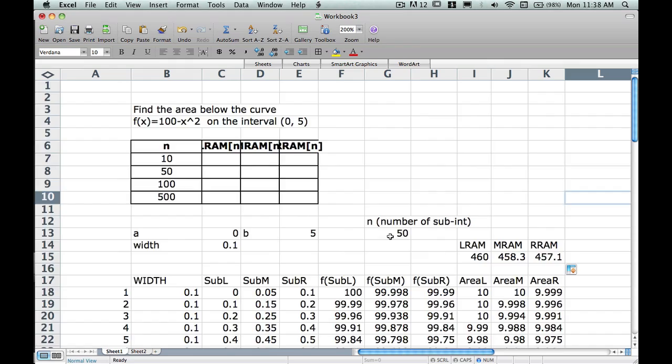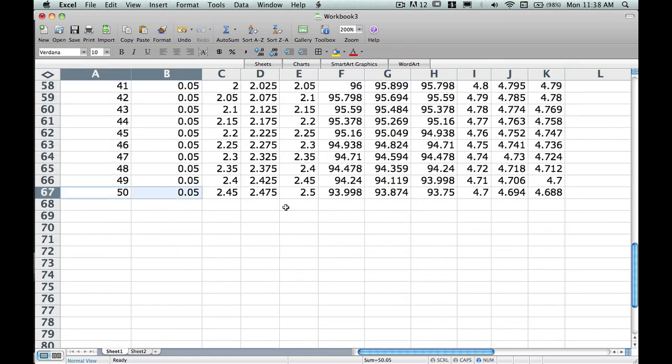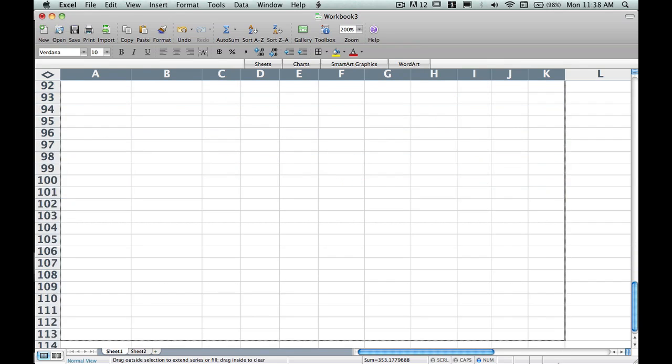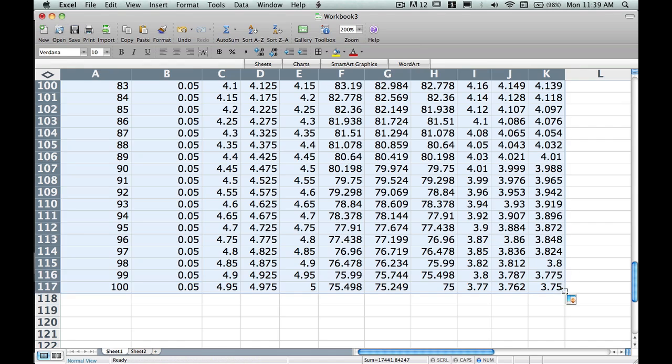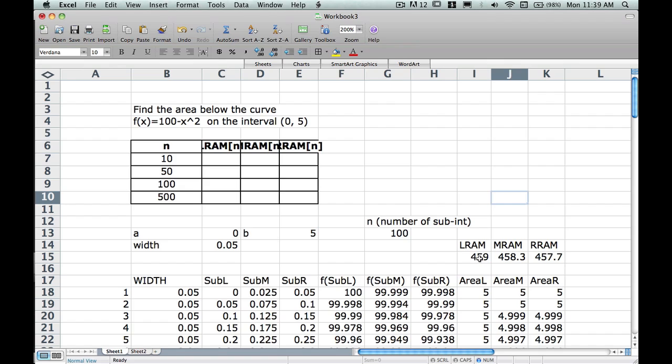If I change this to 100, then I need to drag these cells down and continue this pattern and see my widths are changing correctly. A couple more. This estimate, you see these numbers are close, more precise as we're doing it now with more, smaller rectangles.